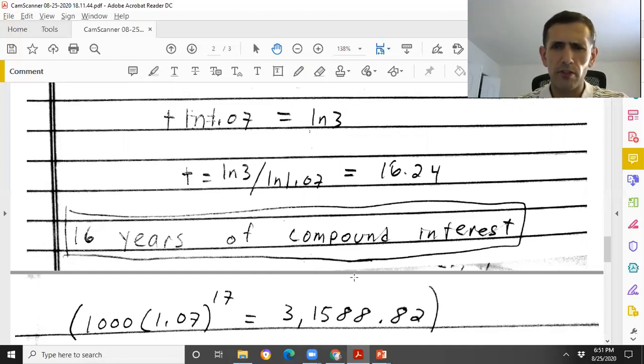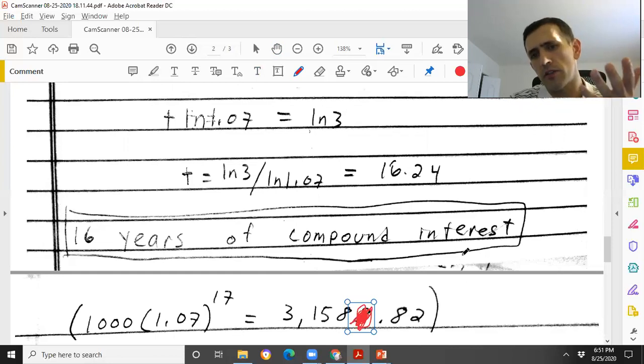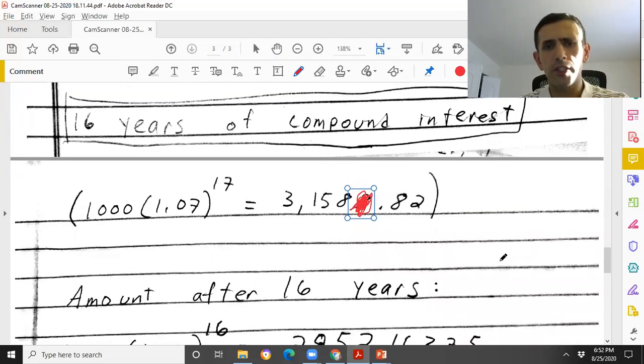This would be $3,158.82. That's a typo here. Sorry about that. Doesn't really make sense. But anyway, let's get rid of that. Sorry about that. So regardless of exactly what it is, it's well over 3,000, and this person withdraws the money rather when the account has $3,000. Okay, so the money sits for 16 years.